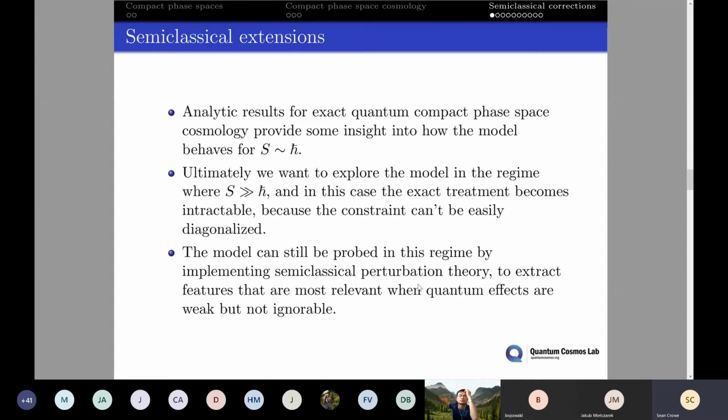Like I said, it's possible to do analytic work with this model when S is comparable with H bar, but ultimately we want to explore the regime where S is much, much larger than H bar, because it appears that the universe is well approximated by a flat phase space. So the phase space curvature should be low, meaning S should be large. So we want to focus on systems that have a large S. On the other hand, it's hard to deal with these systems at the analytical level. So we need to implement some sort of perturbation theory to extract effects. And so we're going to do semiclassical perturbation theory because in this context, we're really interested in quantum effects.